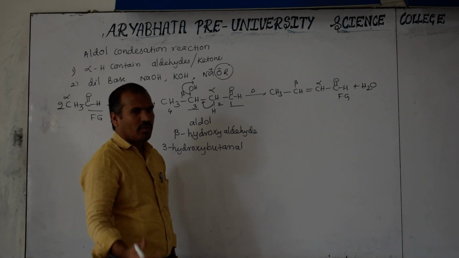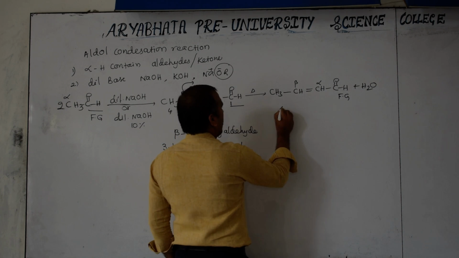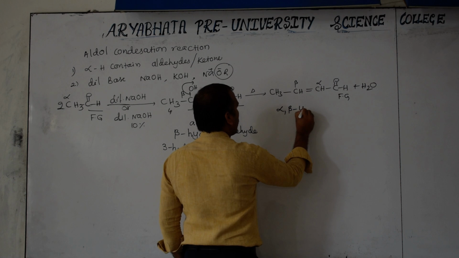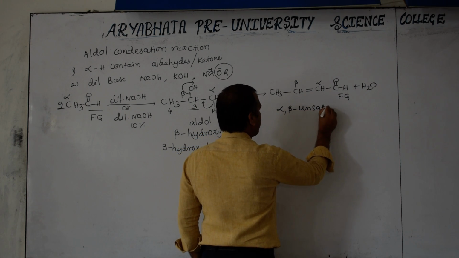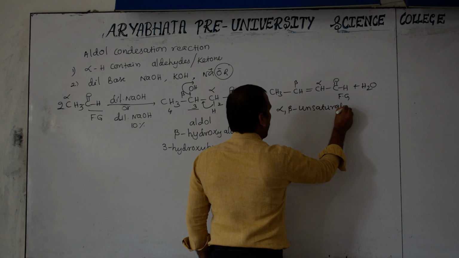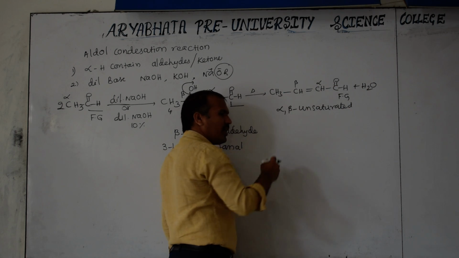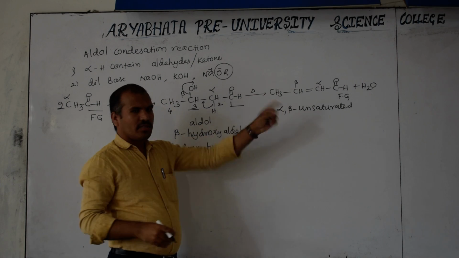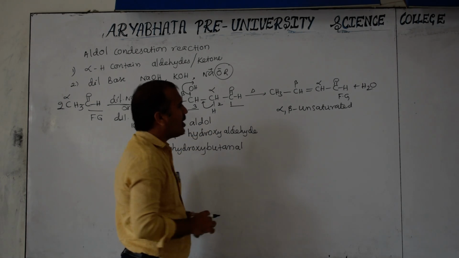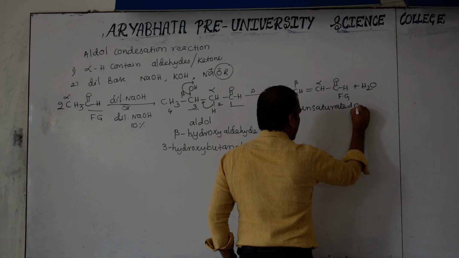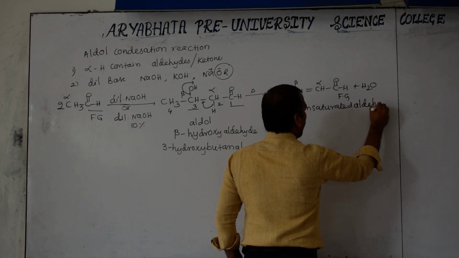Unsaturation may be a double bond or a triple bond. So this is called an alpha beta unsaturated compound. It may be an aldehyde or a ketone. Now here an aldehyde is there. If you take a ketone, then it is a ketone. Since it is an aldehyde, we write aldehyde.